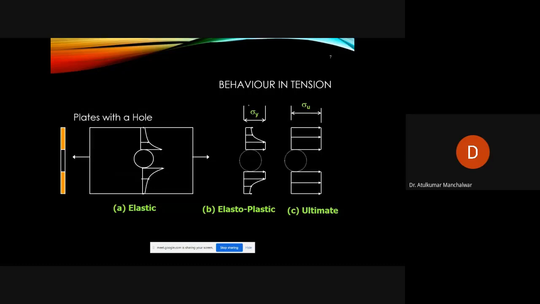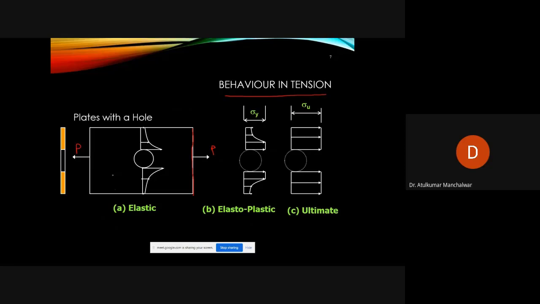Next, behavior in tension. If you see, according to theory, the stresses should be uniform throughout the length. So this is the plate. The force P, for example, is applied here. If you see the stresses along this plane, they are uniform because there is no change in the cross-sectional area.